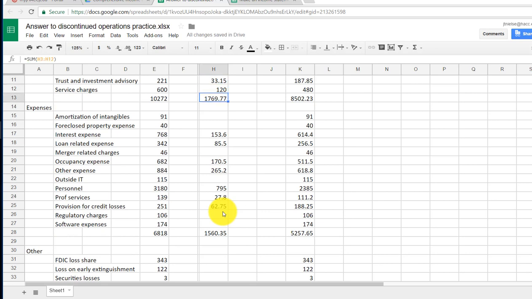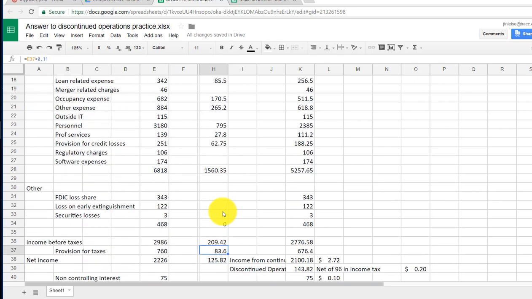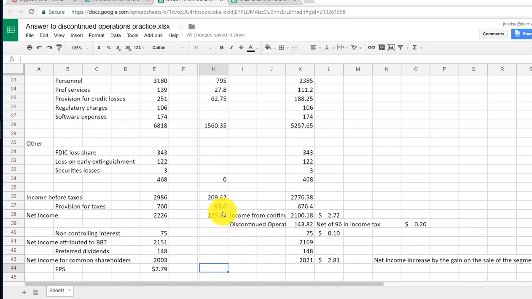2017 were 1769.77, and then the expenses were 1560.35 as we total them. Take the difference and we summarize that entire discontinued operation down to one number of income, subtract out the taxes as a percentage given, and end up with net income for the discontinued operation.